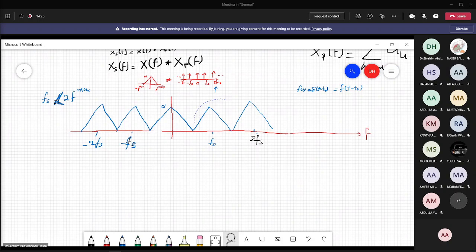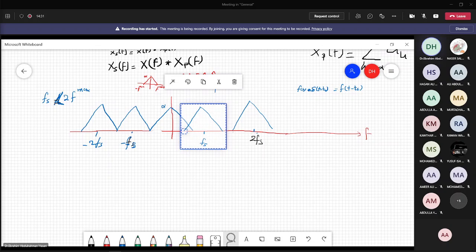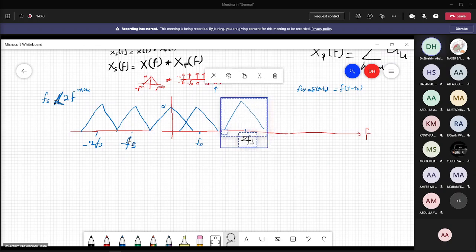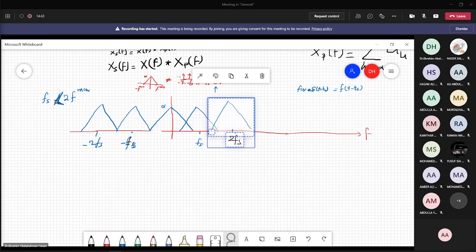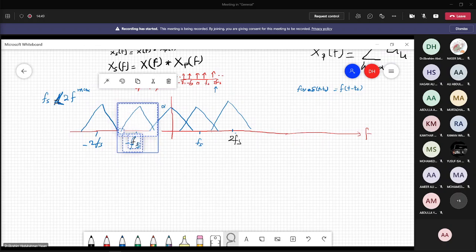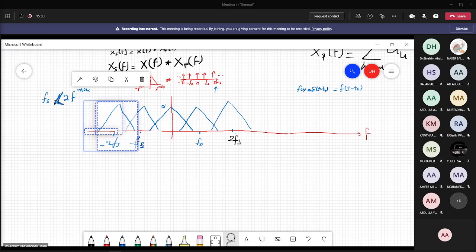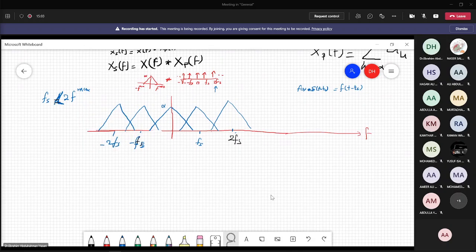This will move here like this. Similarly, this one is going to move here, and this one is going to move here. Okay, and this one is going to move here. Of course, these are continuous.